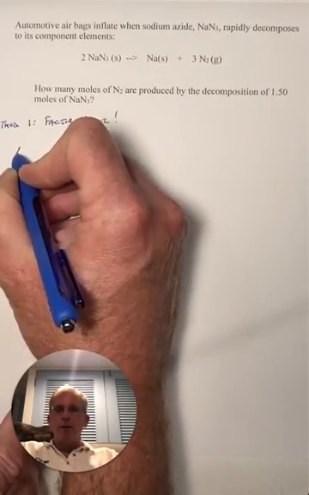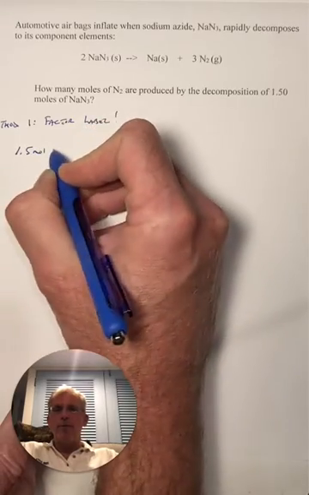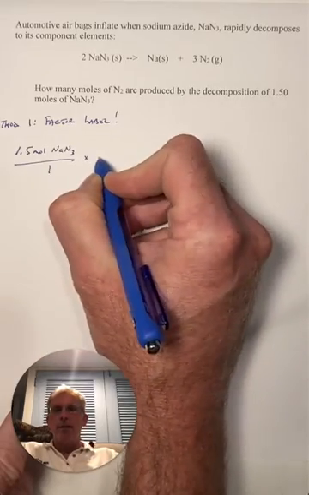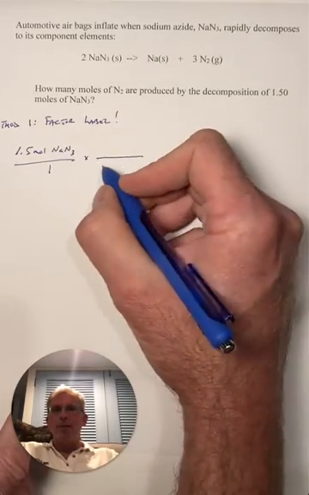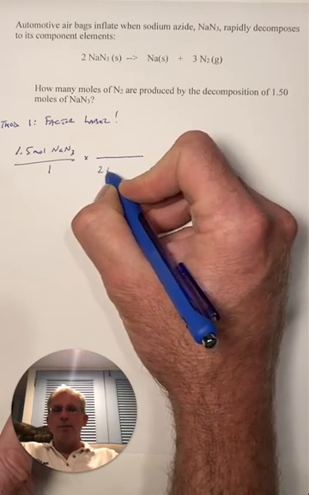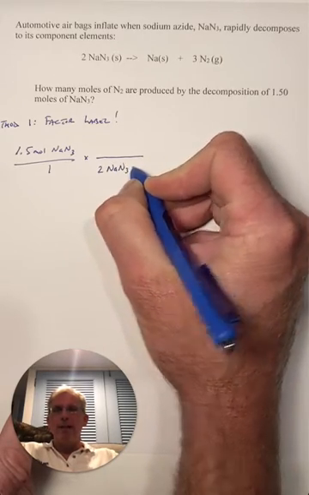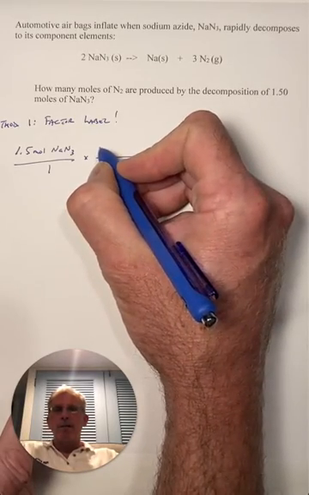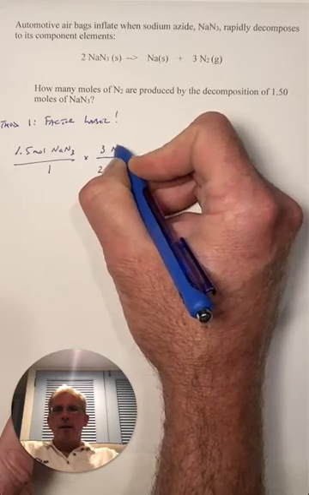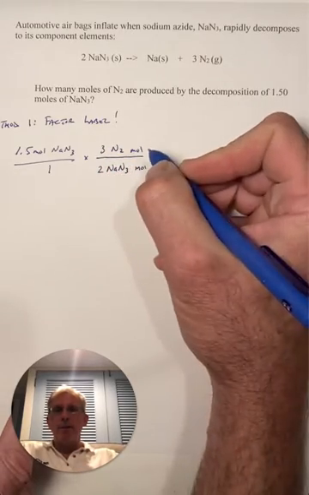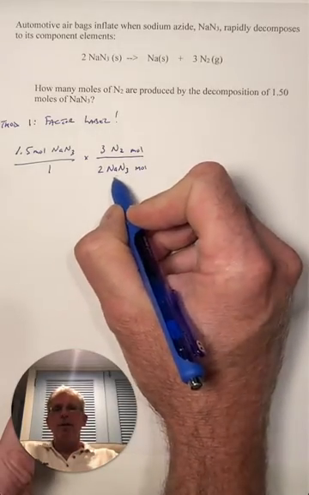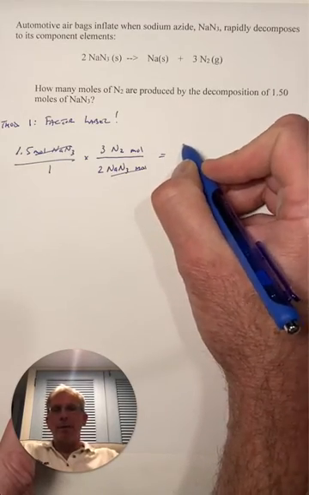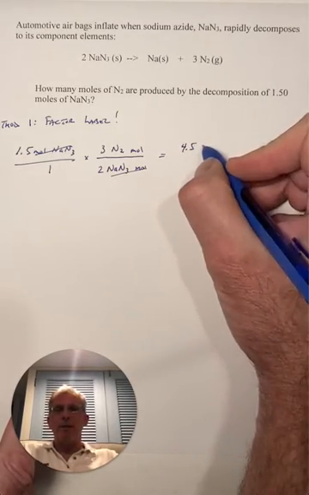To do that, you start with what you were given in the problem. So I have 1.5 moles of sodium azide, and you put that over top of 1. And then we have to multiply it by a factor. I want to get rid of the sodium azide, so I'm going to say that 2 moles of sodium azide are related to 3 moles of nitrogen. And I got that from the balanced chemical equation. The chemical equation says 2 sodium azides become 3 nitrogens. I can cancel out my moles of sodium azide because one's in the denominator, one's in the numerator.